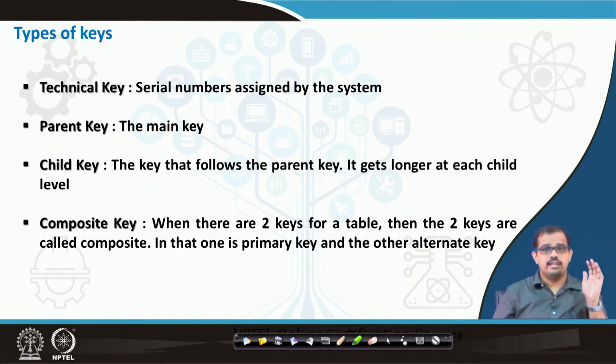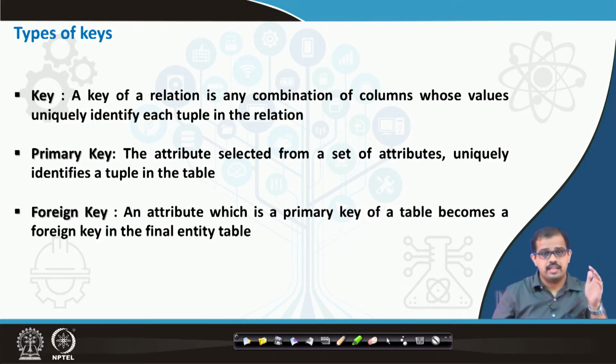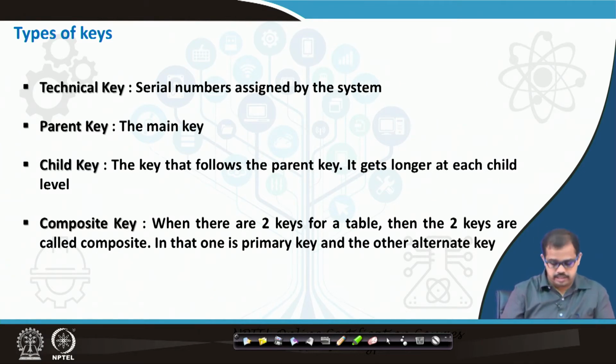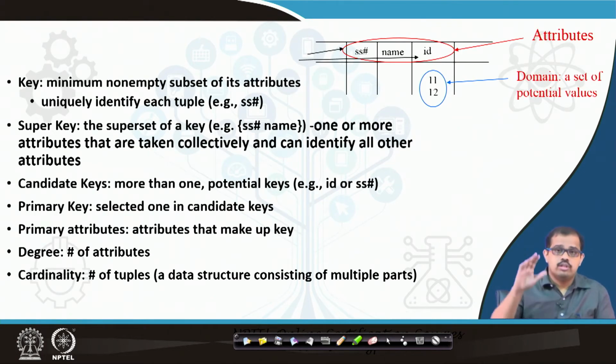Fine. So we have looked at what is a primary key, what is a foreign key, what is a technical key. Technical key is from the system. We looked at what is parent key and child key. Parent key can be your primary key itself having a large number of child keys. So that is about that. Then you have a composite key.